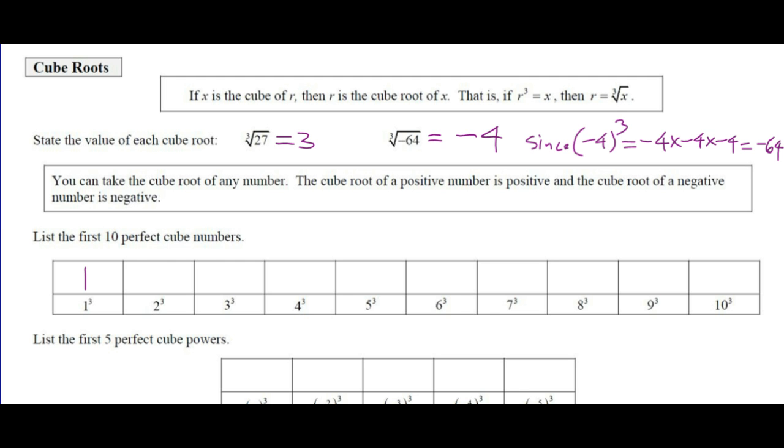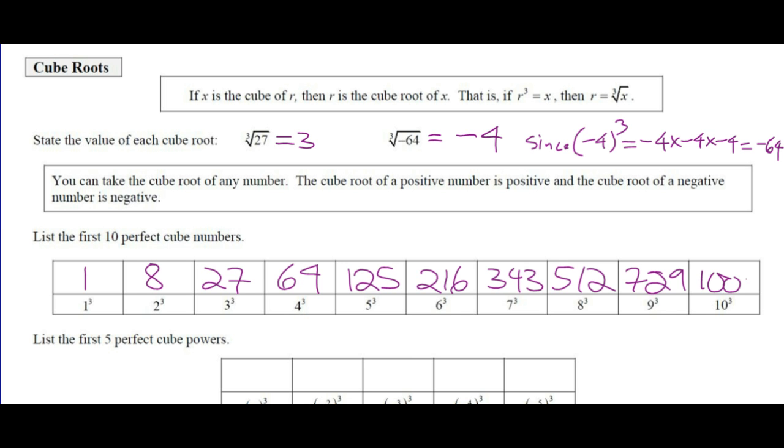So 1 cubed is 1, 2 cubed, 3, 4, 5, 6, 7, 8, 9, and 10. Be able to recognize those numbers. Oh, I see 729. I know that that's a perfect cube.